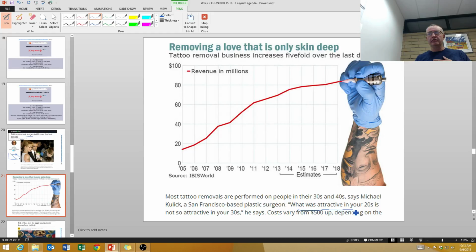as we get older, what was attractive in your 20s is no longer so attractive in your 30s. And so if you stay alive and you have some tattoos, there's a pretty good chance that someday you're going to want to remove some of them, and your demand curve for tattoo removal will increase. D1, D2.